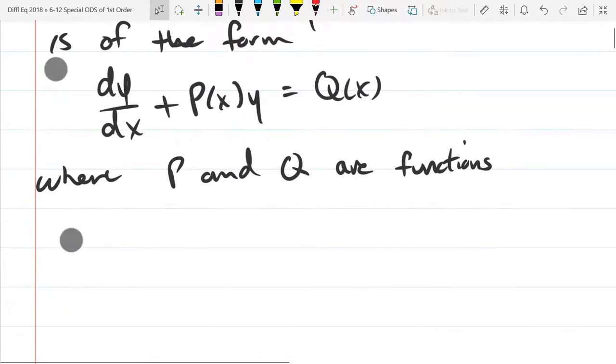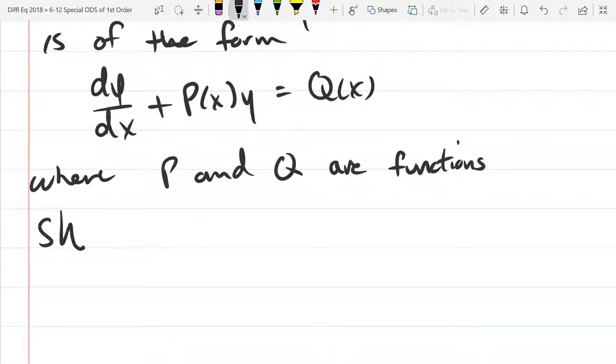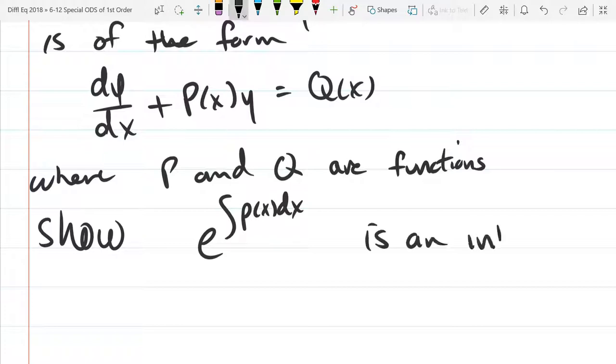What we're going to do now is show that this special term I'm going to write down, it'll look familiar, e to the integral p(x) dx, is an integrating factor. So we saw the word integrating factor before. What did that refer to? Exact. So it was basically a term that we multiplied. We used rho last section, and we multiplied and got an exact differential equation.